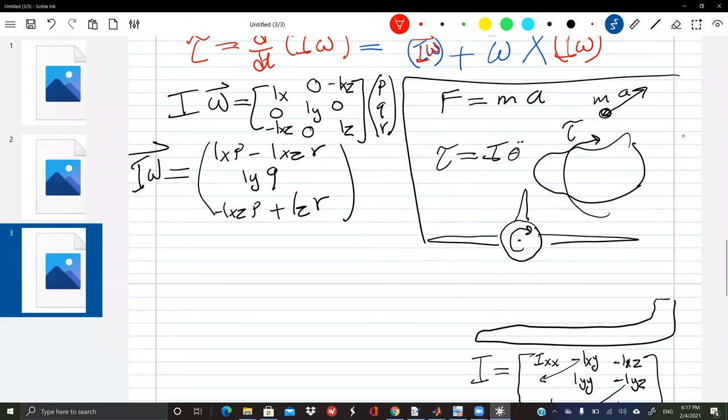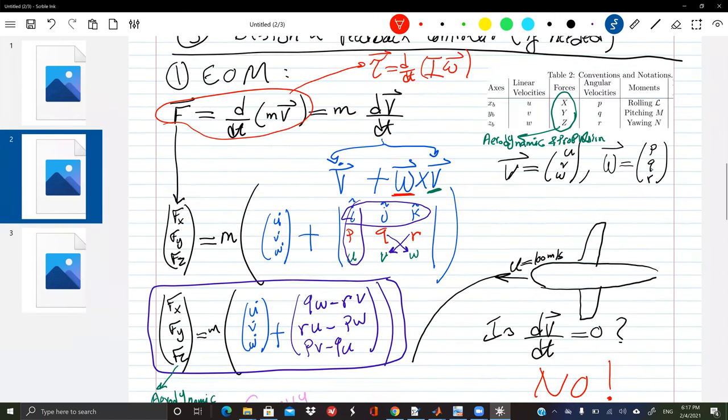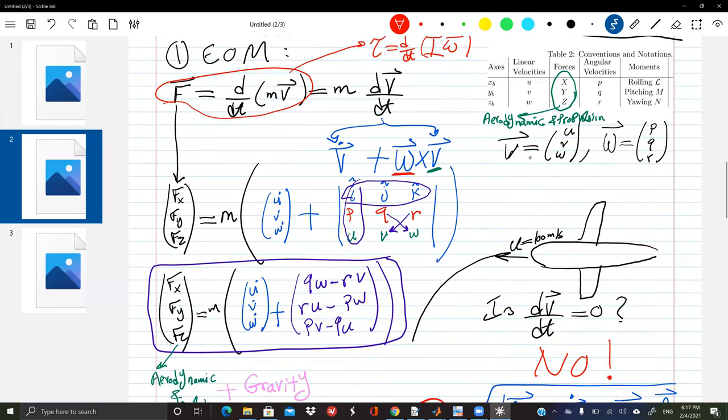What is our torque vector, the left-hand side? Well, the torque or the moment vector is here. We know it from before. It's just the L, M, N components.